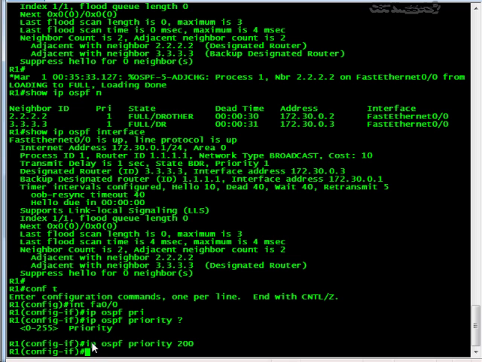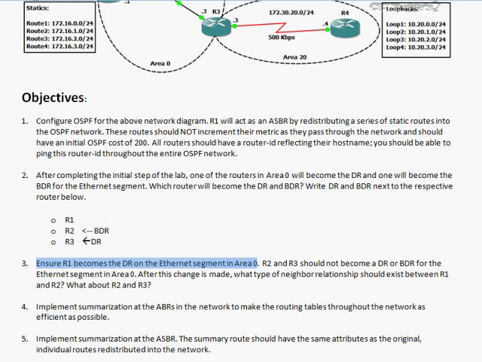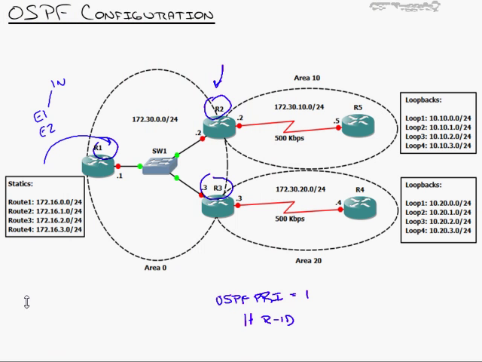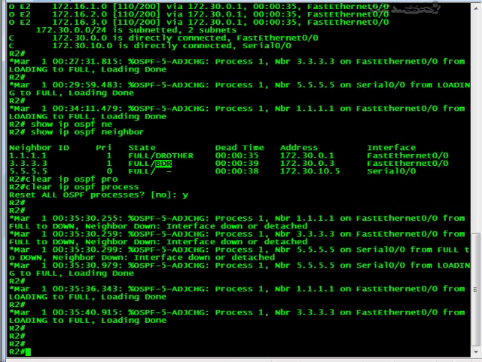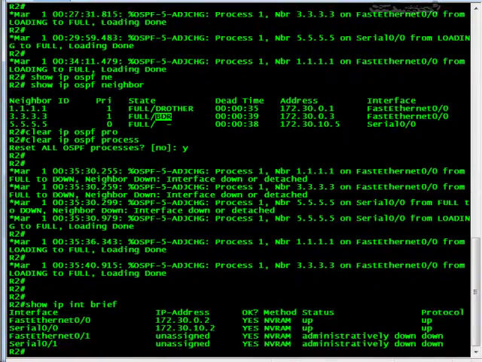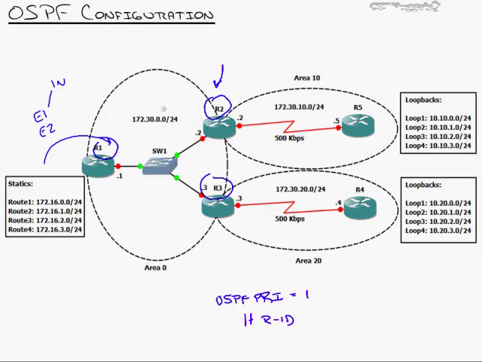Now there's also a key right here, and it goes with the rest of this. That will ensure router 1 becomes the DR on the Ethernet segment, but R2 and R3 should not become a DR or BDR for the Ethernet segment. The way that we accomplish that is by going into R2 and R3 and setting their priority to 0 for that segment. Now again, why are we doing this? Because the lab told us to. Why else? You wouldn't normally do this for a shared Ethernet segment.